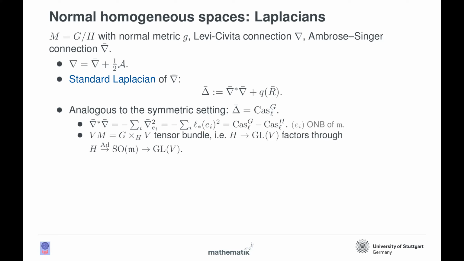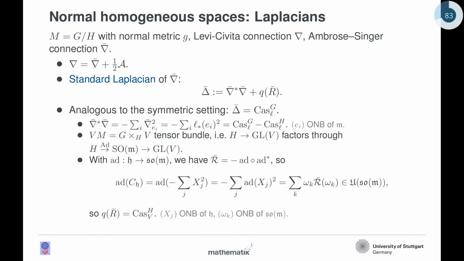Okay, now the question is what happens to Q of R, and this is pretty cool. If we have some tensor bundle, that means V is some tensor power or contained in some tensor power of our reductive complement M, or equivalently, this representation of H on V factors through this so(M). And then we can do something very neat, taking the adjoint representation of H on M. We can write our curvature operator of nabla bar simply as minus ad composed with ad adjoint.